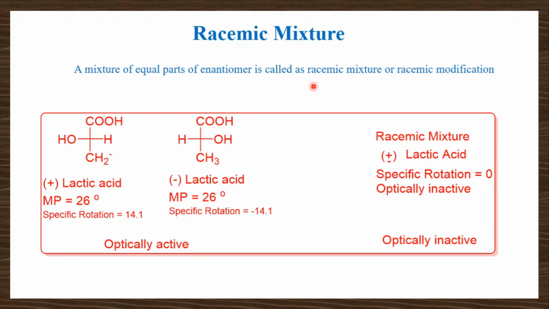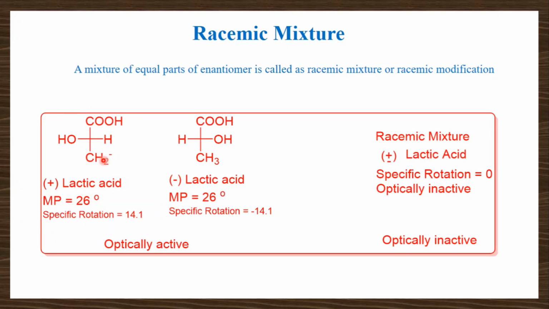It is an equimolar mixture of two components, or you can say a mixture of equal parts of enantiomers. It means that, consider you have one beaker with 10 ml of lactic acid, half of it plus lactic acid and half of it minus lactic acid. That mixture is called a racemic mixture or racemic modification.